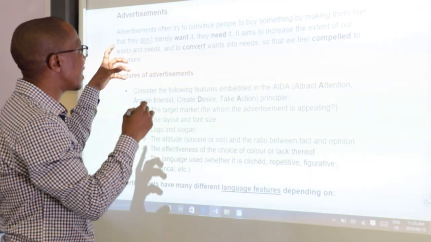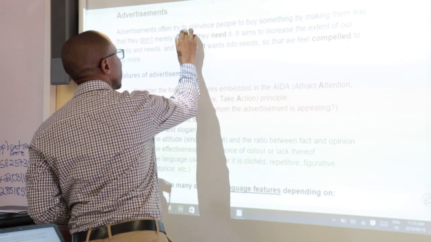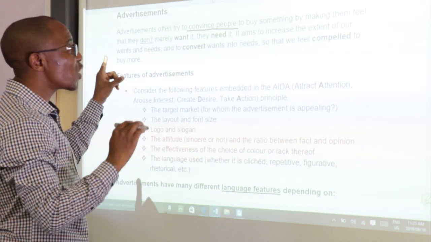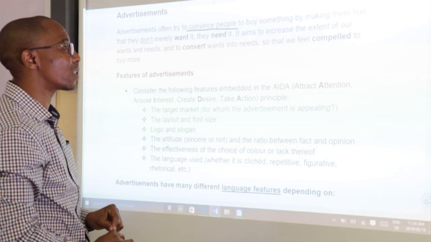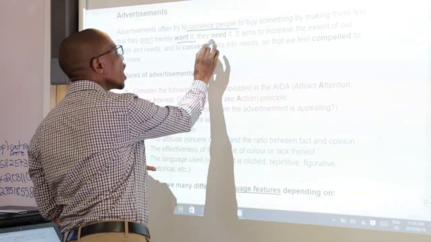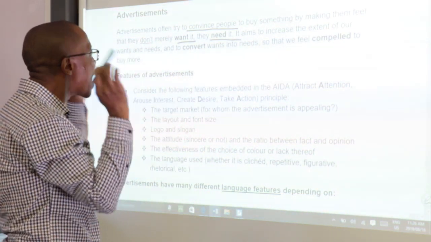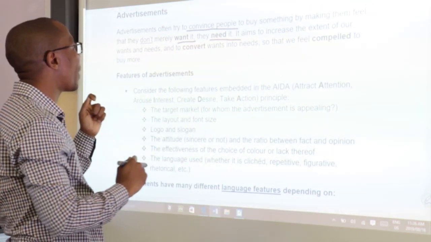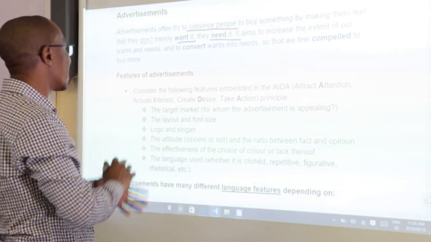In this case, the advertiser will try by all means to convince the reader that you can't live without this product, you can't live without this service, we have to go to this event, you can't miss it. So it's no longer a want, but a need. That is what the advertiser is trying to make sure of, so you say, I can't miss it. I'm going to the shop to buy it. I'm going to a particular event. I'm going to watch this, and so on.